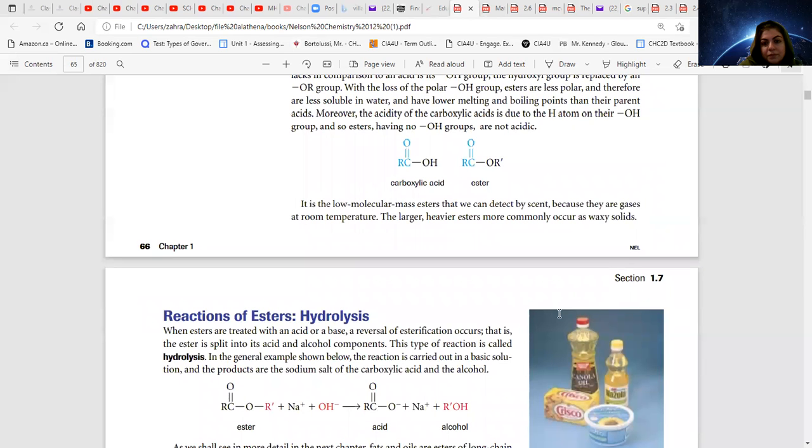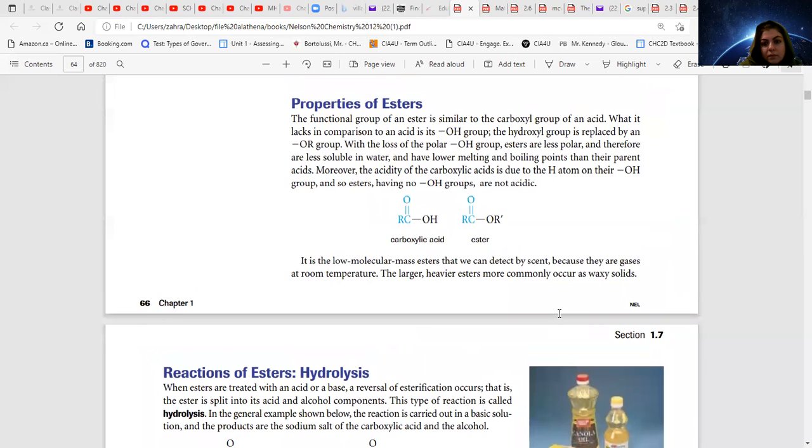Properties of ester. Okay, the functional group of an ester is similar to the carboxylic group of an acid, as you see. In comparison to an acid, the OH group, the hydroxyl group, is replaced by an OR group. See, OH is now OR in ester. With a loss of polar OH group, of course, the OH is very polar, now you have something that is less polar. And therefore esters are less soluble in water and have lower melting point and boiling point than their parent acid. So of course, compared to the similar ester, the oic acid is much more polar because of the OH.